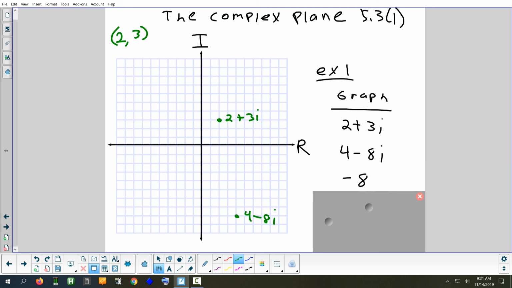Stephen, how about this one? Negative 8, so that's left 8. And how about up and down? 0. It's negative 8 plus 0i. There's no up and down. And then how about 5i? Which way would I go for 5i? Up 5. What about left and right? Just stay right there.